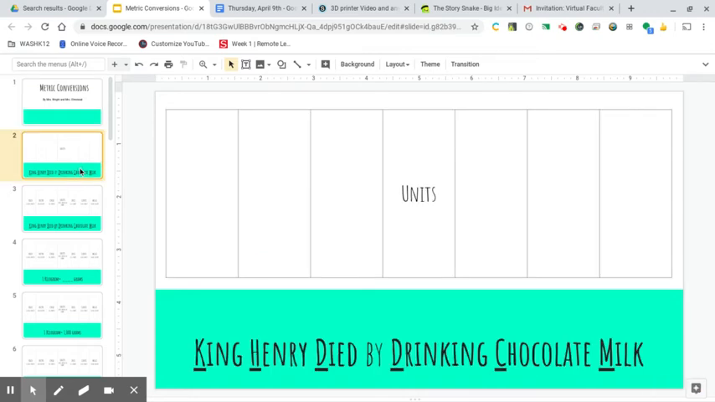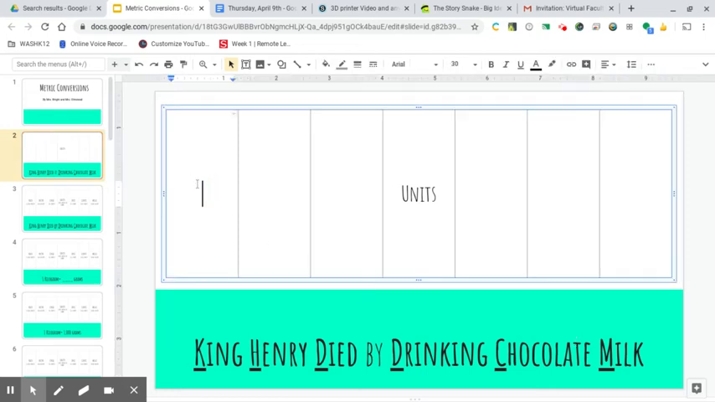So first of all, we need to remember the basics. In the middle of our chart, we have units. And the way we remember all the other names is by this little saying. King Henry died by drinking chocolate milk. Or in other words, KHD. And then we skip the "by" because it goes with our units, and then DCM.